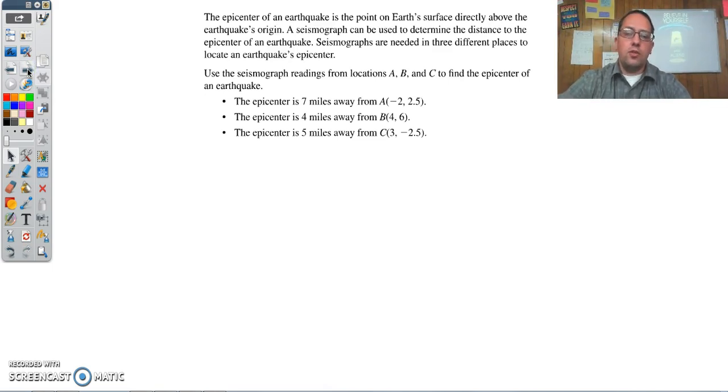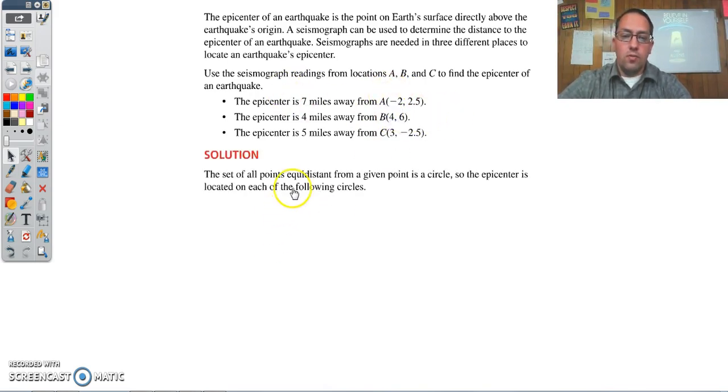Last thing. The epicenter of an earthquake is the point on the Earth's surface directly above the earthquake's origin. And we can use a seismograph to determine the distance to the epicenter of an earthquake. And what you need to do is use 3 different seismographs to locate the earthquake's epicenter. So what we're going to do is use the seismograph readings from these 3 locations to find the epicenter of an earthquake. All right. So first, set all points. What we need, our answer, is going to be the points that are equidistant. Right. So the epicenter is on the following circles.